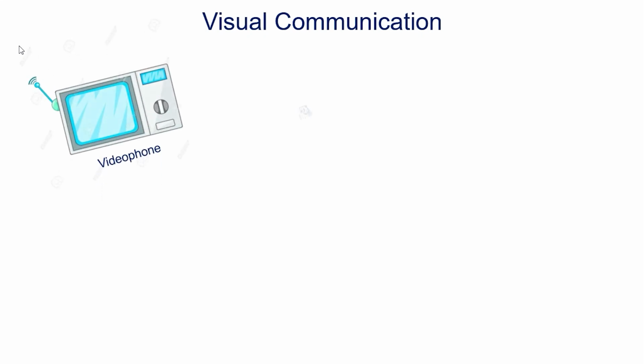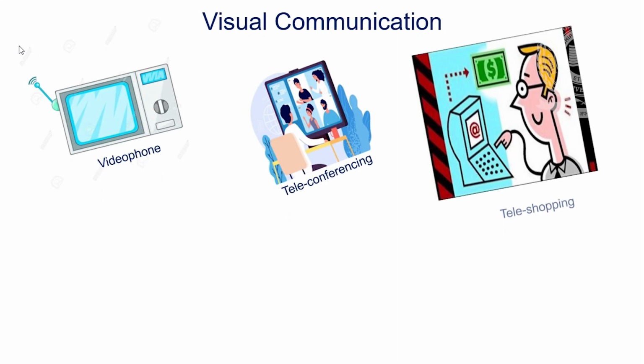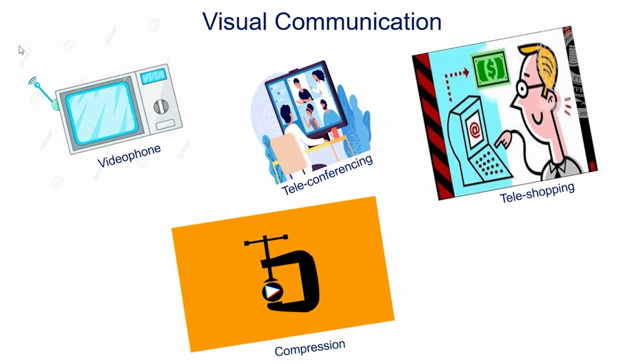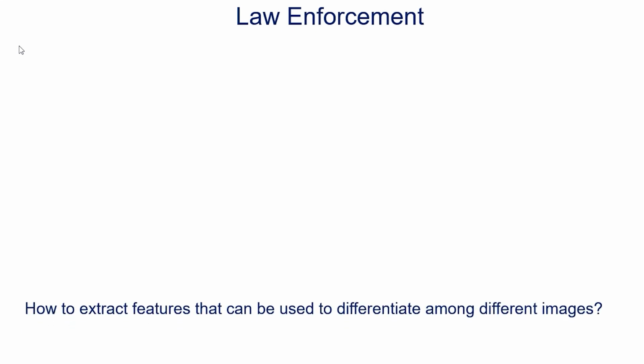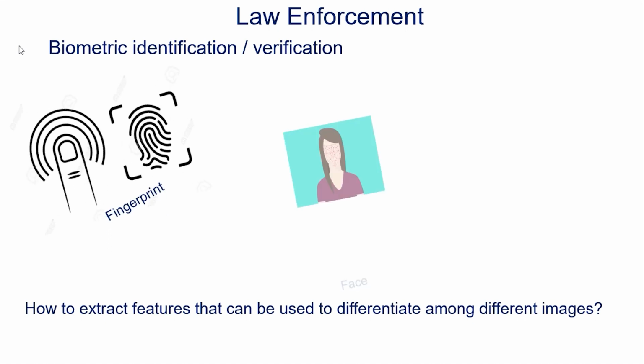In visual communication, image processing is used in videophone, teleconferencing, teleshopping and compression. In law enforcement, image processing is used to extract features that can be used to differentiate among different images. Image processing is used in biometric identification and verification, such as fingerprint, face and iris.